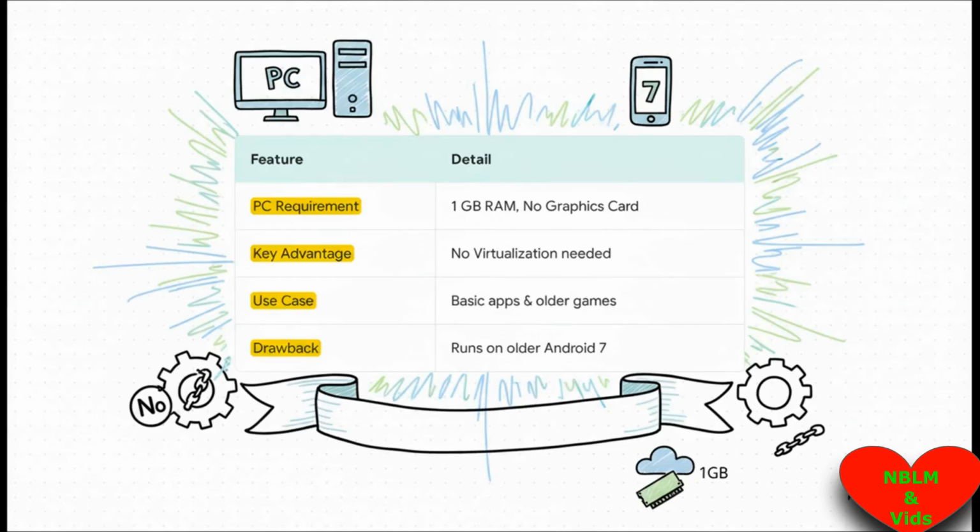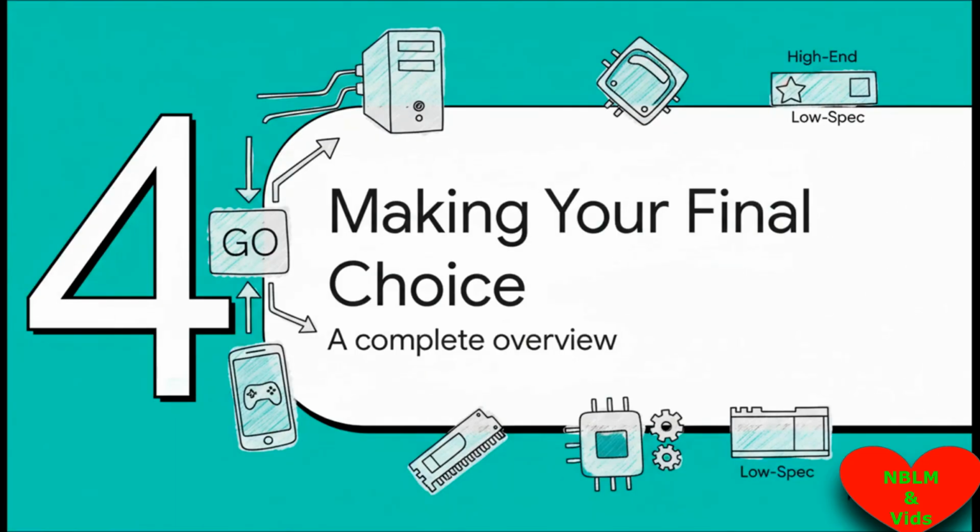Okay, now this is the magic trick. See that key advantage? No virtualization needed. All that means is you don't have to go mess around in your PC's BIOS settings, which can be a huge headache. It means Mumu Nebula can run on pretty much any computer out there, even one with just a single gigabyte of RAM. The only trade-off? It's running on an older version of Android, so some of the very newest apps might not be compatible.